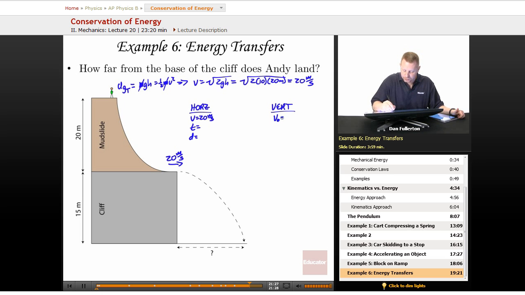Vertically, his initial velocity is 0. His final velocity we don't know. Delta y is going to be 15 meters from the time he goes off the mudslide to hitting the ground at the bottom of the cliff. So that's 15 meters. We'll call down the positive y direction again. A, our acceleration, is going to be 10 meters per second squared, down. And let's see if we can solve for time.